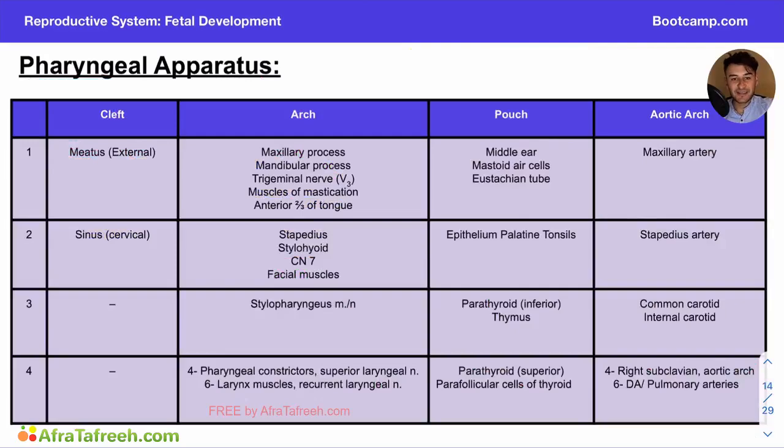I also have all this summarized in a table that you guys can take a look at in the PDF associated with this lesson.